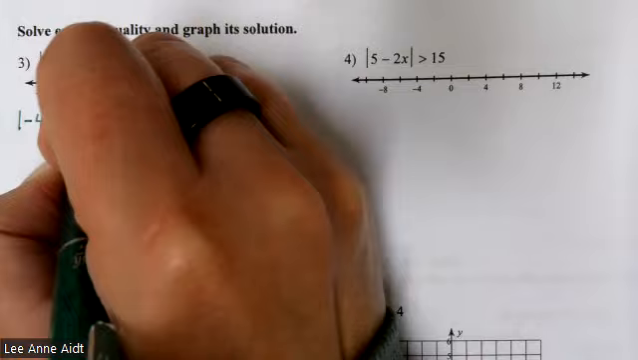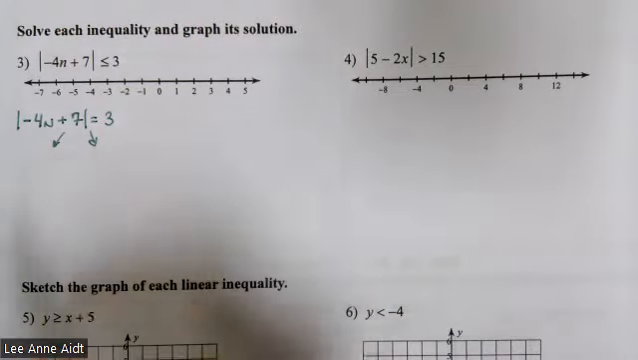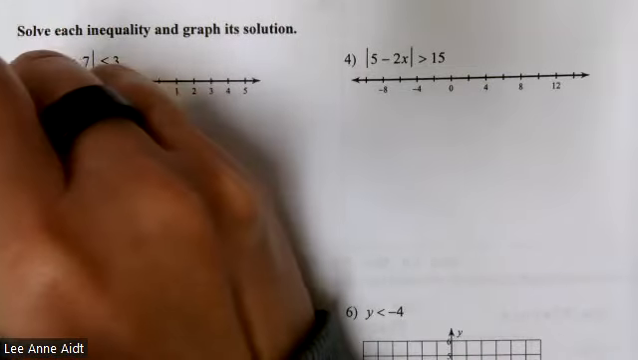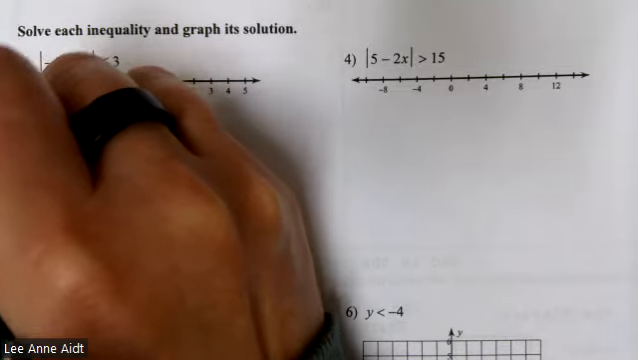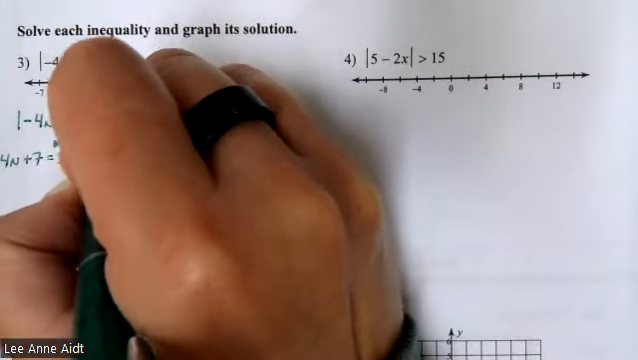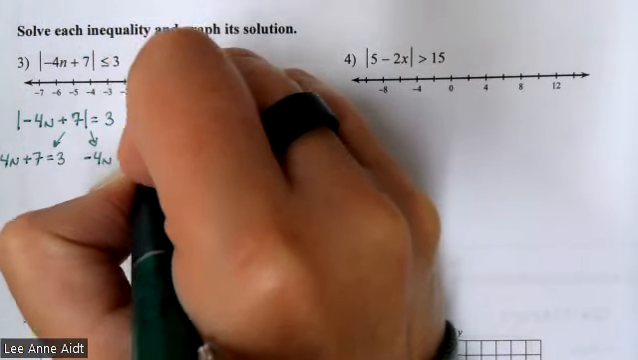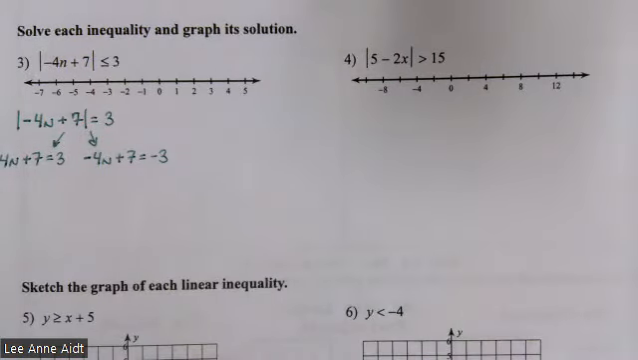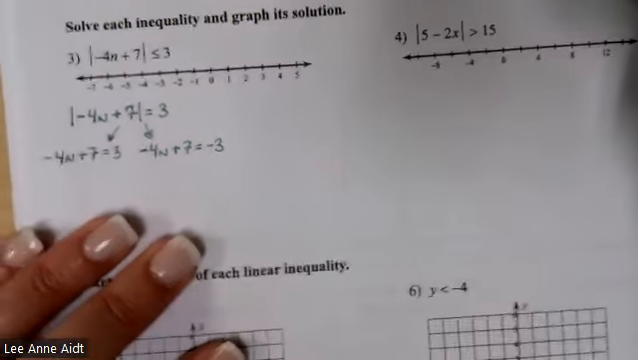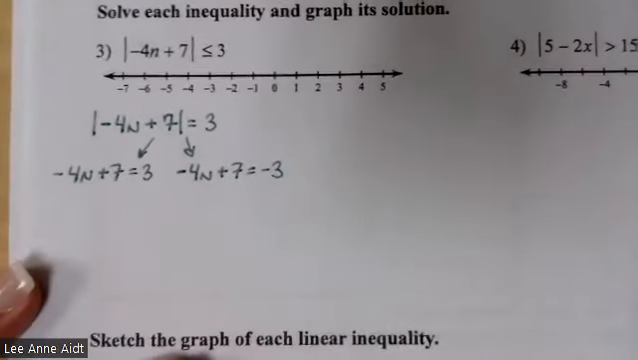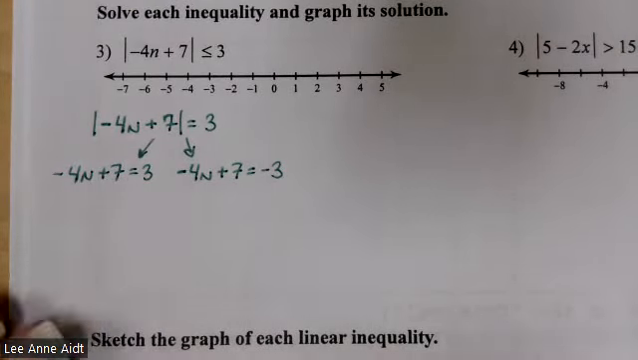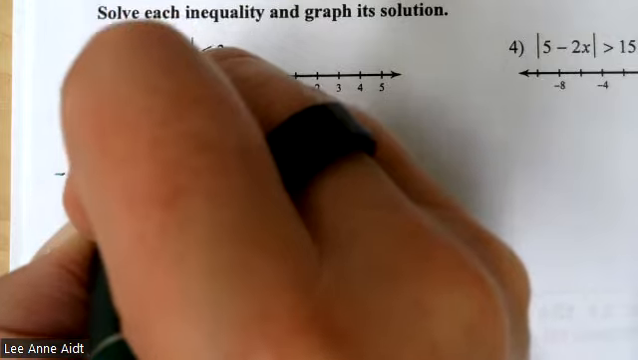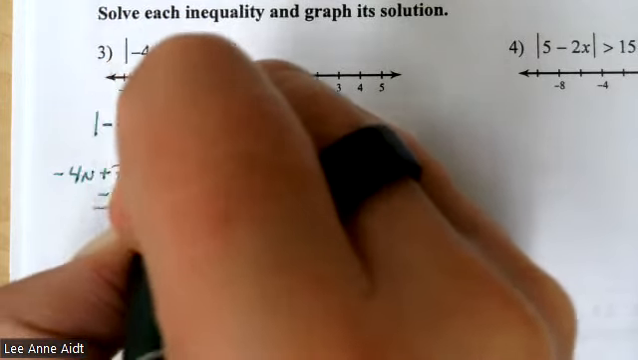Step 2 is solve, and because it has an absolute value, that means you're going to find 2 answers. Negative 4n plus 7 equals regular 3. Negative 4n plus 7 equals negative 3. Okay, now let's solve. Minus 7, minus 7.